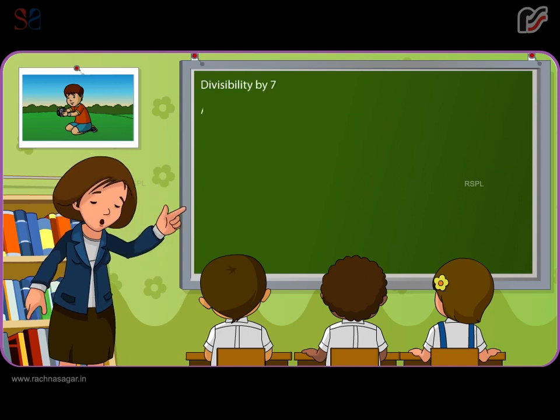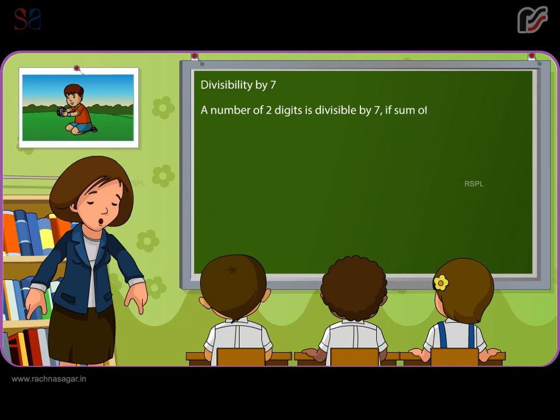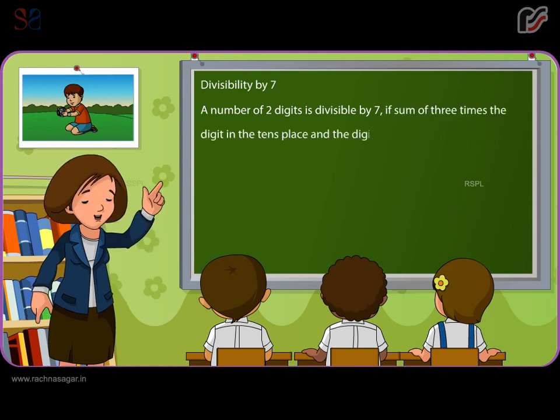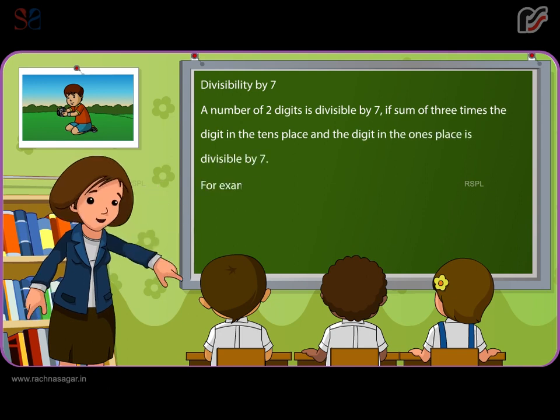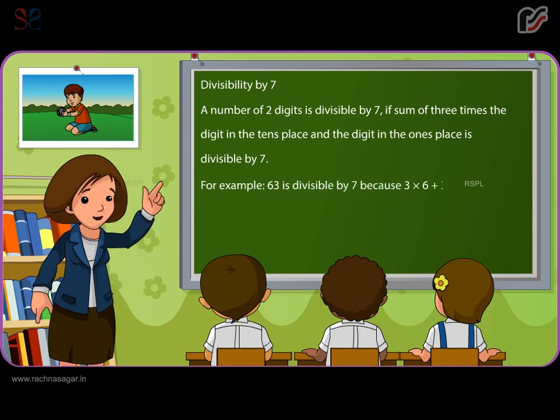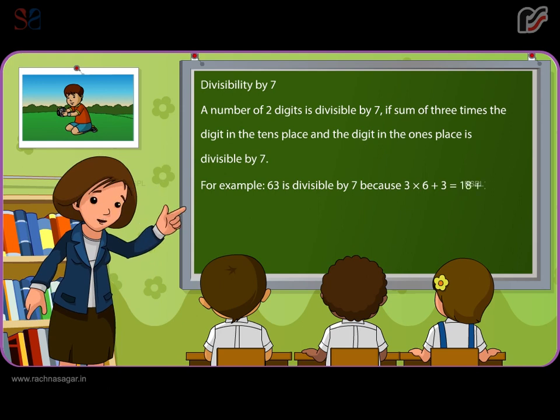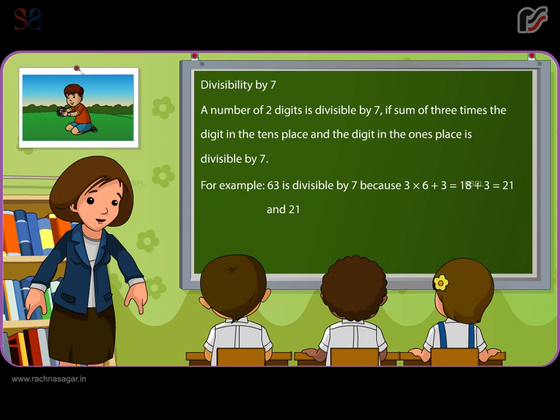Divisibility by 7. A number of two digits is divisible by 7 if the sum of 3 times the digit in the tens place and the digit in the ones place is divisible by 7. For example, 63 is divisible by 7 because 3 multiplied by 6 plus 3 is equal to 18 plus 3 is equal to 21, and 21 is divisible by 7.